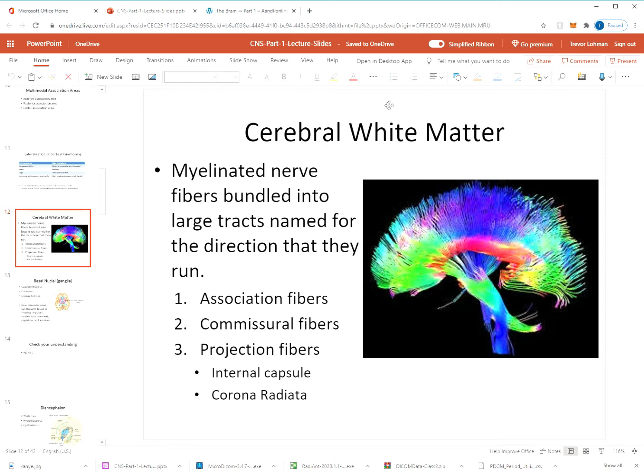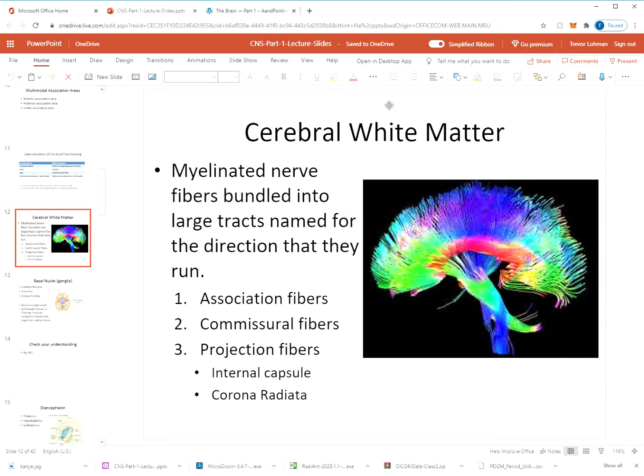Now, number 2, these types of axons are called commissural fibers. So these are axons that carry information from one side of the brain to the other. So if it carried information from the right somatosensory association area to the left somatosensory association area, that would be a commissural fiber. Now, if you remember the corpus callosum from lab, this was made up of commissural fibers. And in this photo here, the corpus callosum is sort of outlined in red.